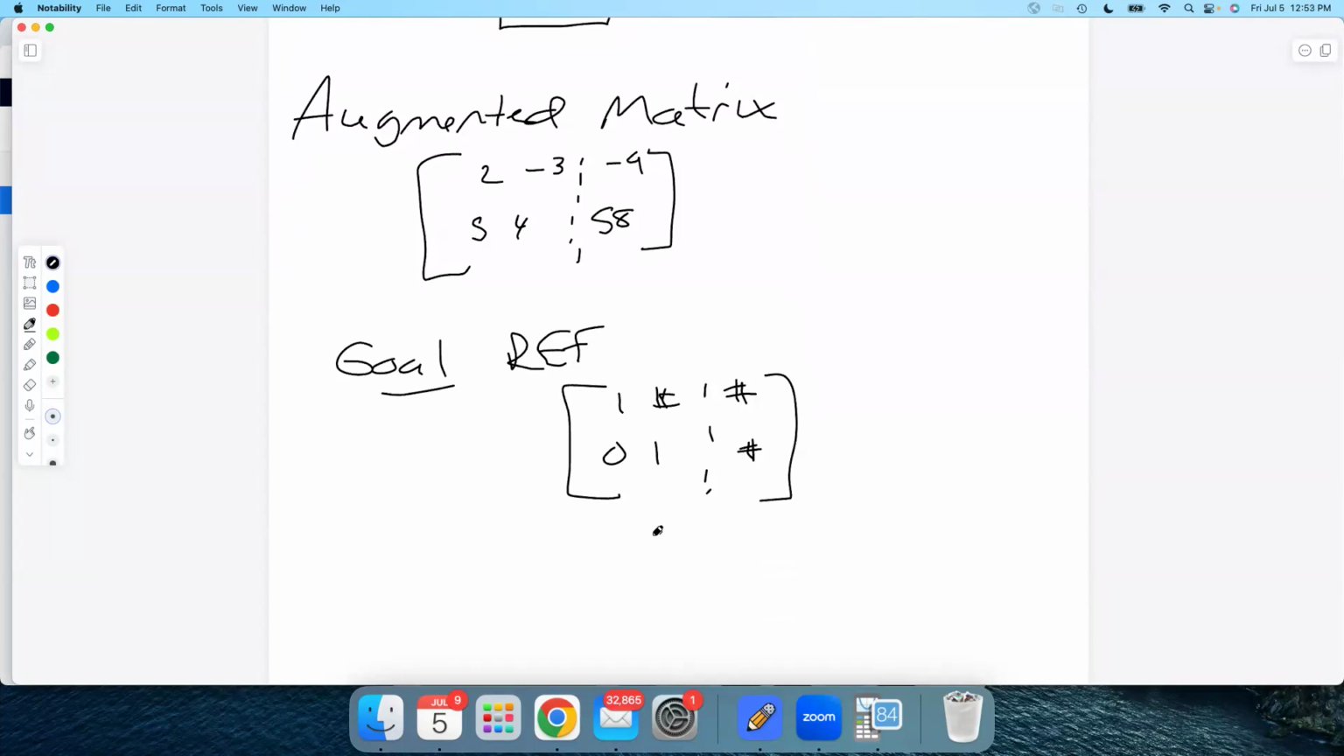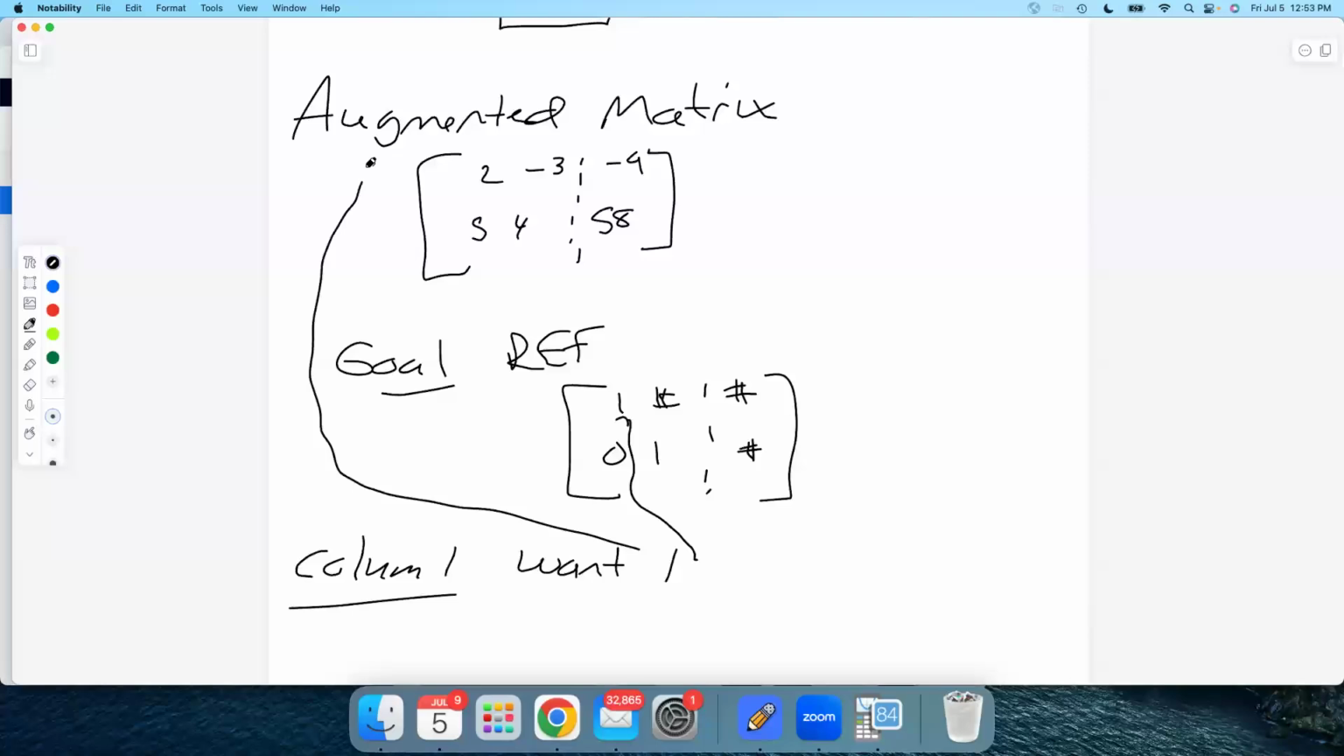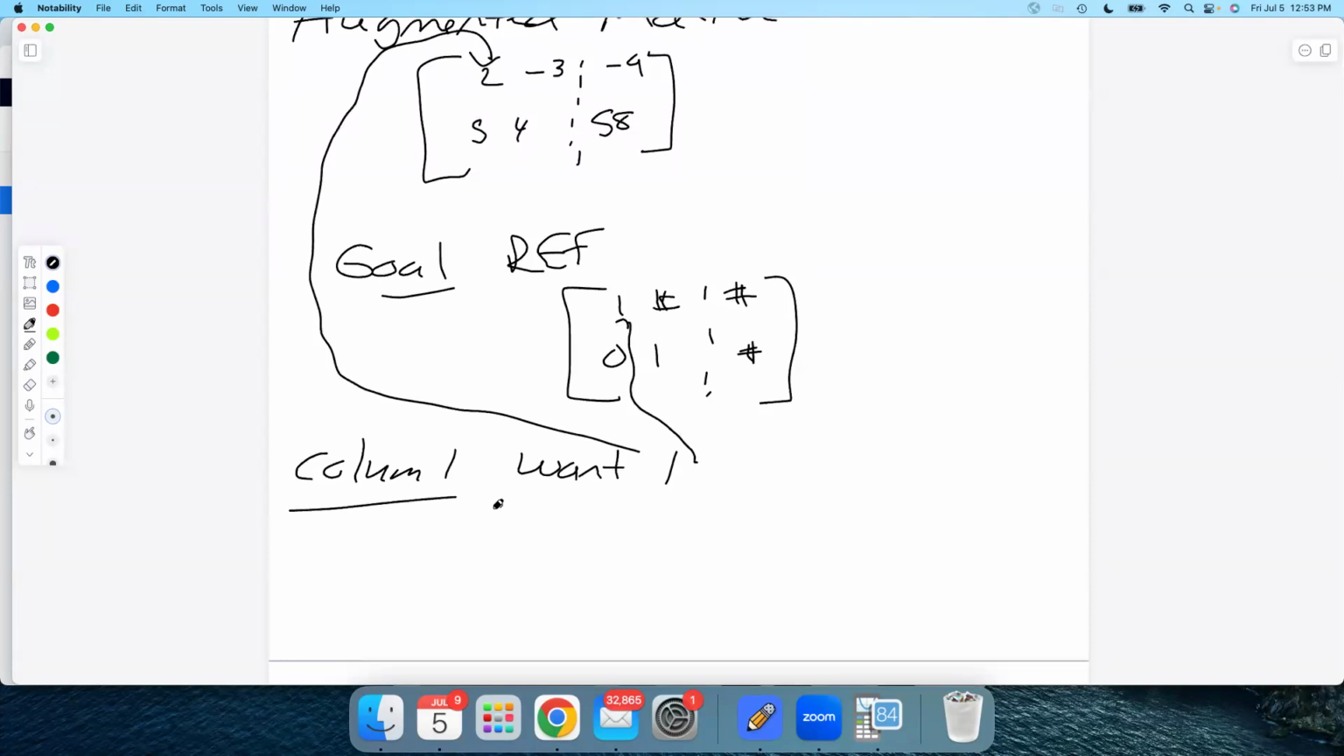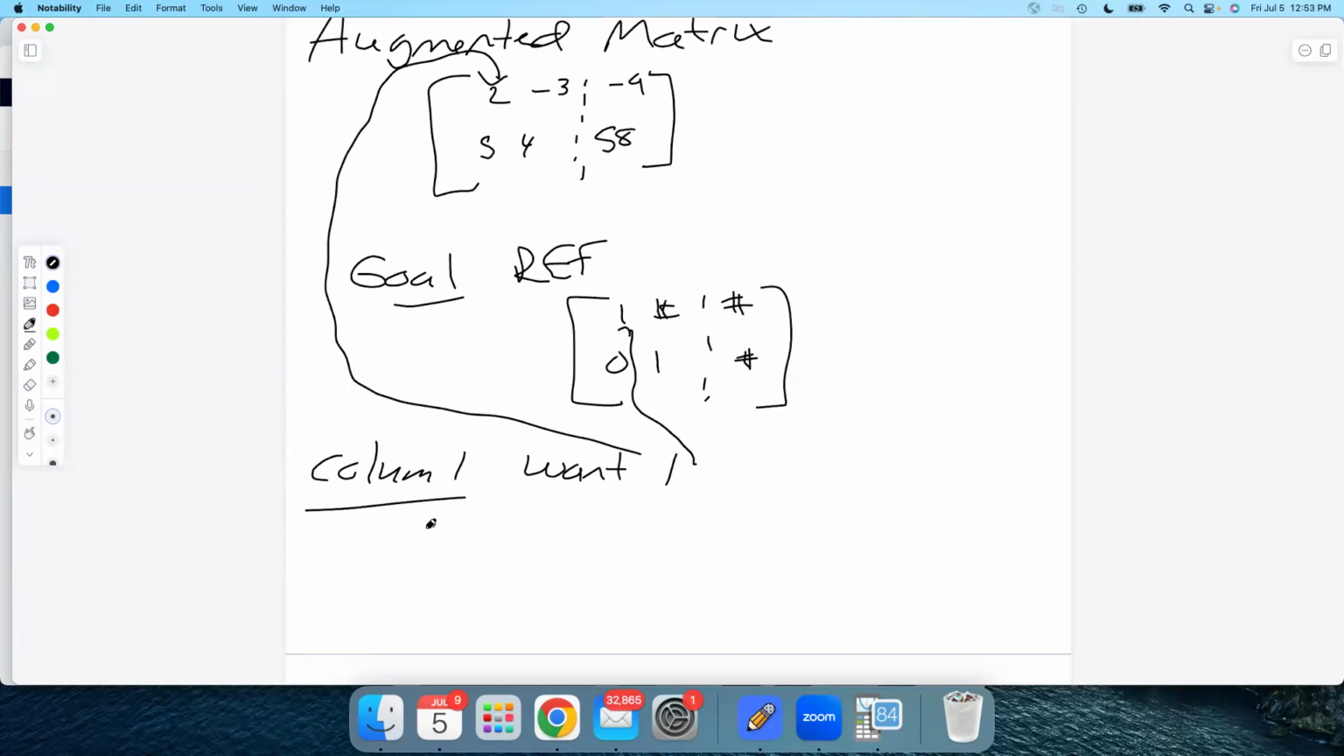Okay, so we need to get some 1s, we need to get some 0s. We work 1 column at a time. So I start with column 1. Get your 1s by dividing. So the first thing I want is a 1 right here in that location where that 2 is. You get your 1s by dividing. So I'm going to take row 1, divide him by 2, and then that's going to become my new row 1.